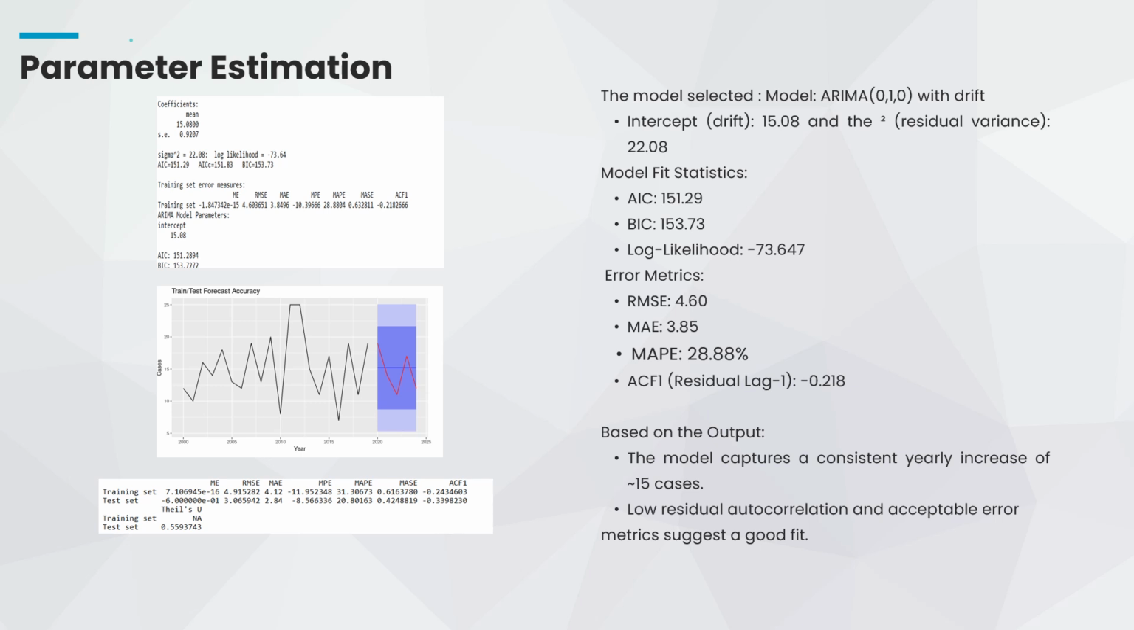We used the auto-ARIMA function, which selected ARIMA with a drift. This model essentially captures a linear trend in the data. To ensure robustness, we also compared it with an exponential smoothing ETS model. This ARIMA model performed better based on RMSE and AIC, so we chose it for forecasting.